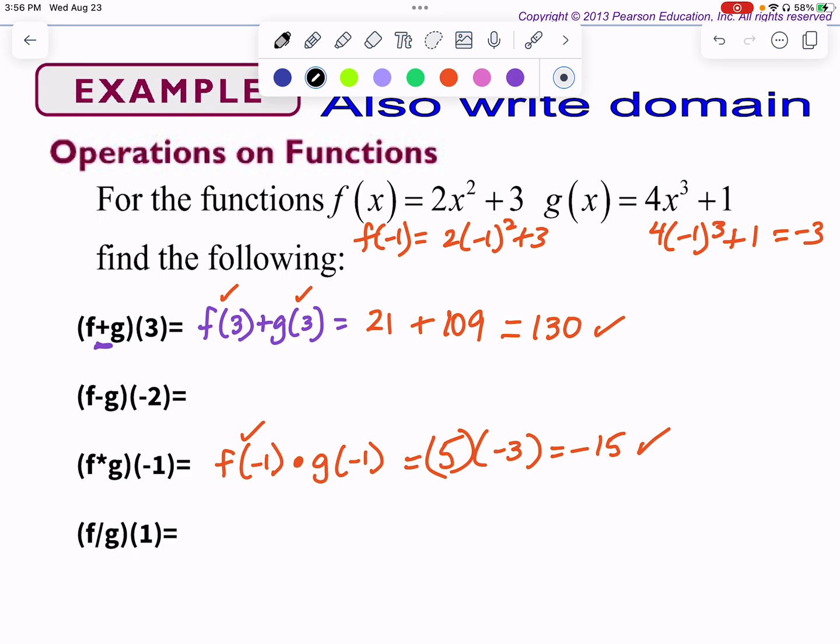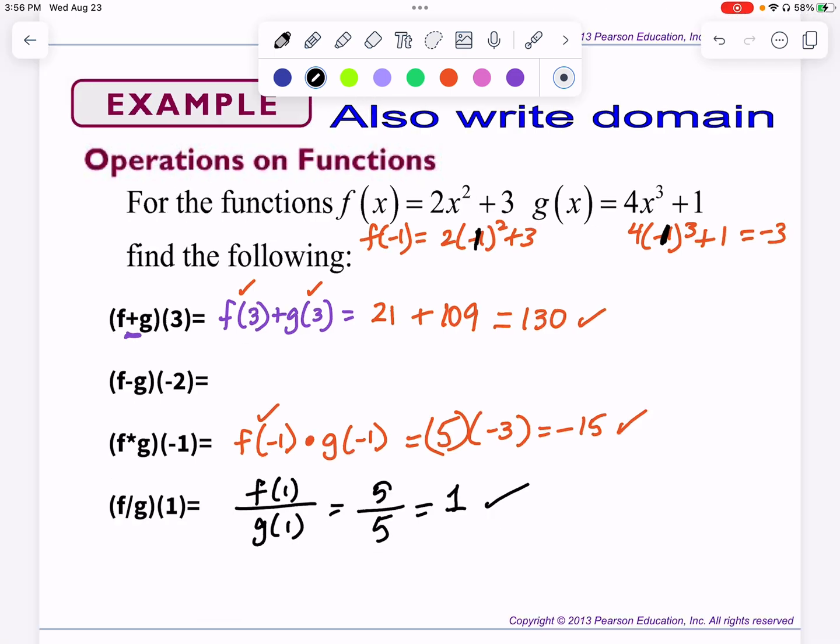And similarly, the other two, let's do the division. f of 1 divided by g of 1. So f of 1 would give me the same 5, and g of 1 would lead to also 5, and that will turn out to be 1. That's computation when x is provided.